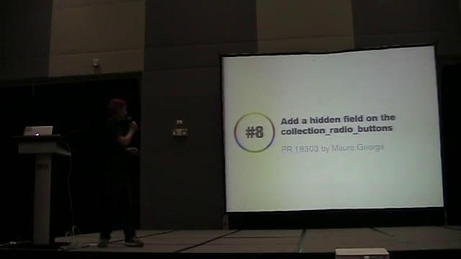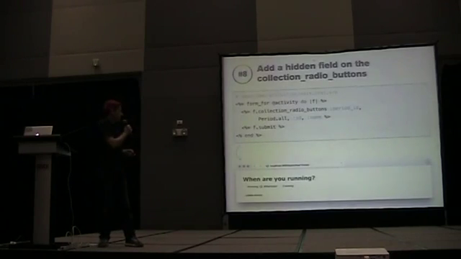Number 8, add a hidden field on the collection radio buttons. collection_radio_buttons is a helper that comes with Action View that lets you print out a set of radio buttons. In this case, imagine you have an activity and you want the user to choose when are you running, and your options are morning, afternoon, and evening. You can use this helper, collection_radio_buttons, and then it's going to print those radio buttons for you.